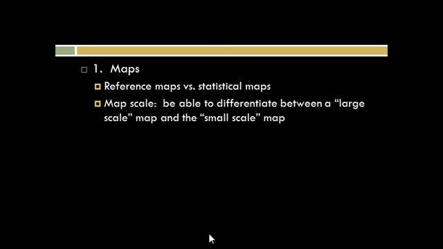This particular video lecture is going to focus on maps, and we're going to do exactly two things. The first thing we're going to do is differentiate between what geographers call reference maps and what geographers call statistical maps. It turns out that statistical maps are much more important than reference maps in a course like this, although we will be using both.